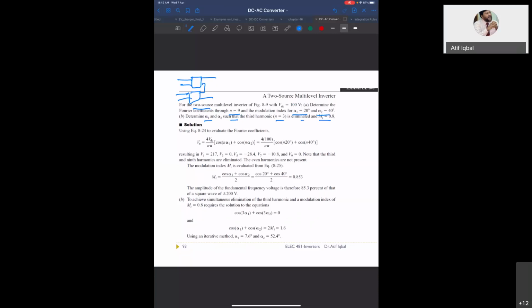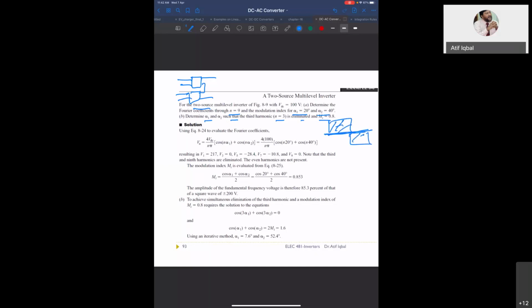This results in V1 equal to 217, V3 equal to 0, V5 equal to this, V7 equal to this, V9 equal to 0. Note that the third and ninth are eliminated. The even harmonics are not present, because you have symmetry around the zero axis.